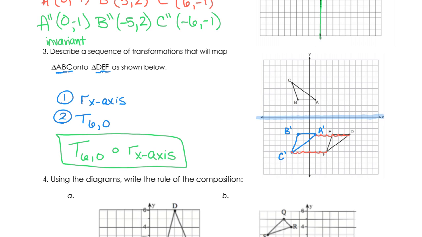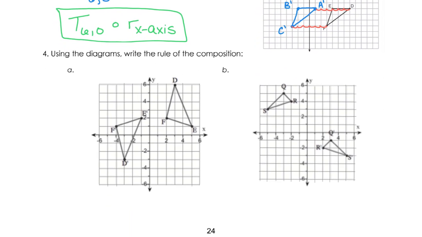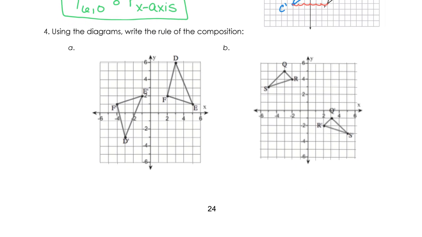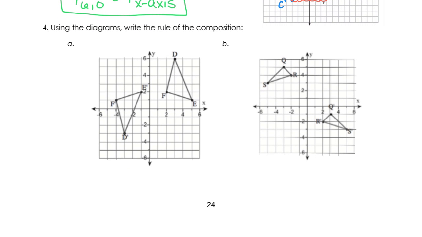All right, let's take a look at number 4. 4A and 4B, it says using the diagrams, write the rule of the composition. All right, so we were just kind of doing that up above. We just have to do it 2 more times. And so let's take a look at the first picture. Okay, they use primes in this one. So we're starting with this triangle up here in the first quadrant, and we have to get it to that triangle down there.